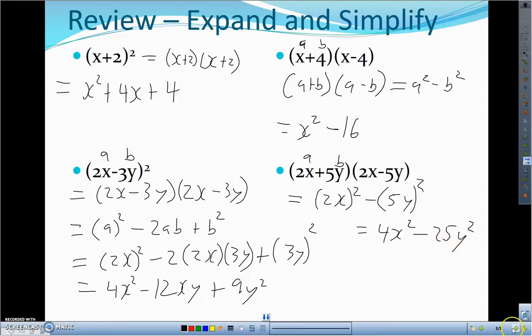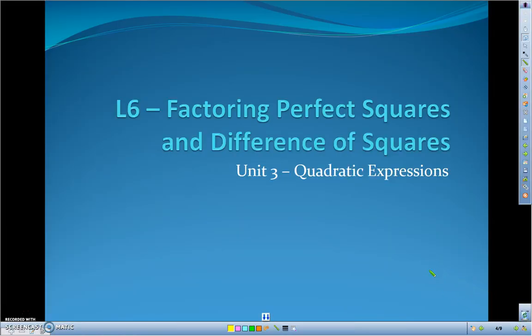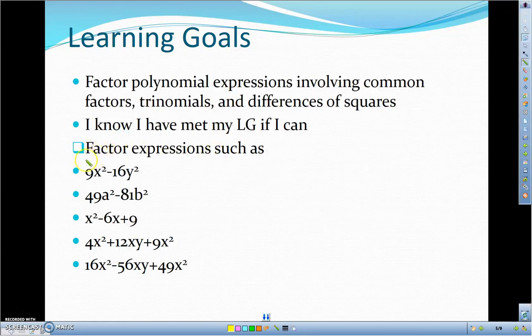So that's a quick review, and yes, I've used the shortcuts for a reason, because it's going to help us with what we're doing here, which is factoring perfect squares and differences of squares. Our overall learning goals for this lesson will be to factor polynomial expressions involving common factors, specifically trinomials and differences of squares for this lesson. And I know that I've met my learning goal if I can factor expressions like these ones here. These are differences of squares. These last three are perfect squares. And notice that they get progressively harder as they go, and we'll do the same in this lesson.